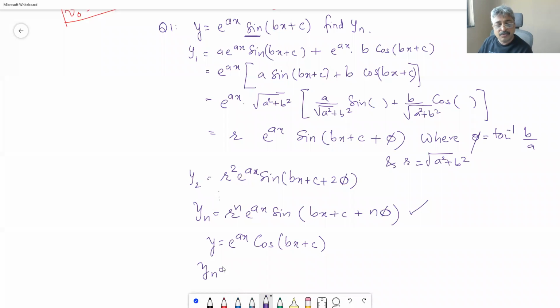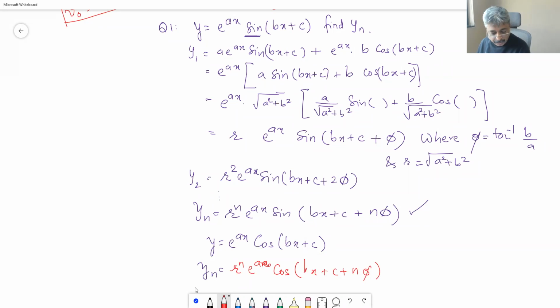I give you 2 minutes to find out what is yn. So except sine, it becomes cos. That is the only difference. r raised to n e raised to ax cos bx plus c plus n phi. Okay.